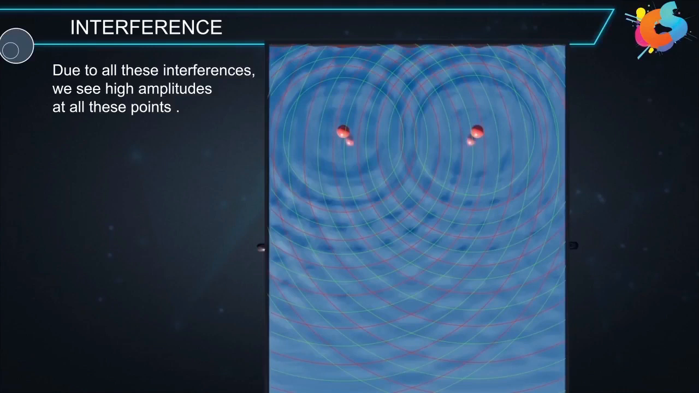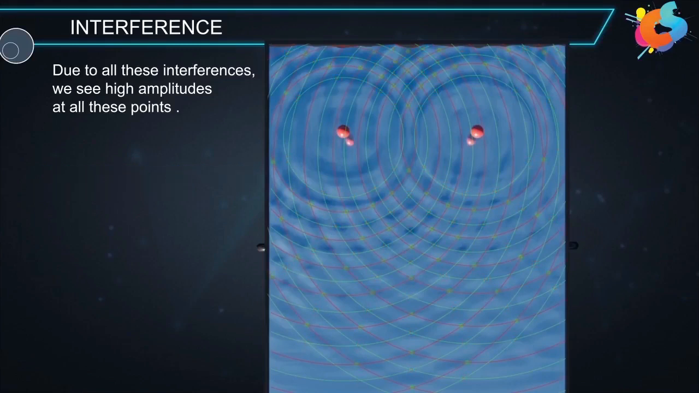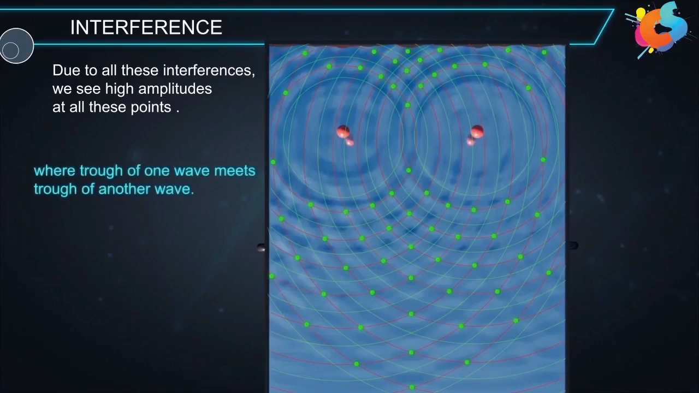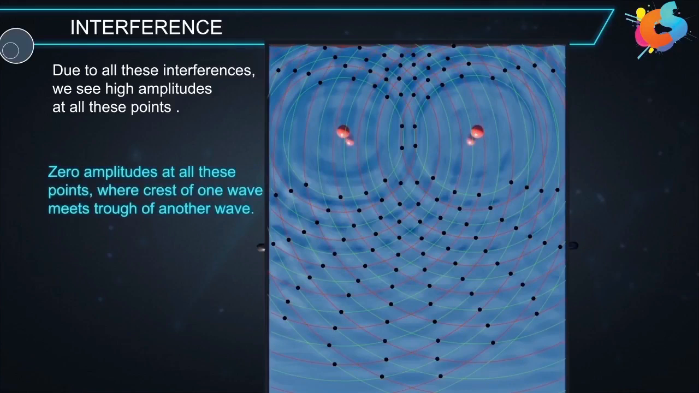Due to all these interferences, we see high amplitudes at all these points where the crest of one wave meets the crest of another wave, and all these points where the trough of one wave meets the trough of another wave. We get zero amplitude at all these points where the crest of one wave meets the trough of another wave.